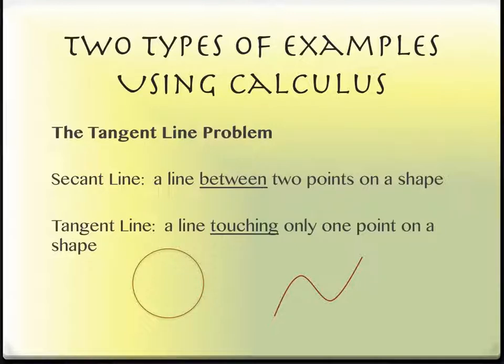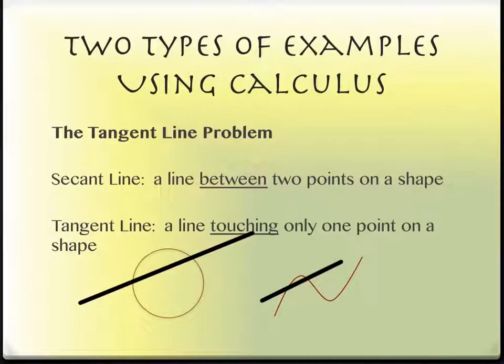So here is the tangent line problem. A secant line is a line between 2 points on a shape. I mentioned that before. And a tangent line is a line touching only one point on the shape. So we can do that for circles. That's where you usually see it done first in your mathematical background. So a circle, there's a secant line. And for a random curve, that would be a secant line. It cuts through the graph.